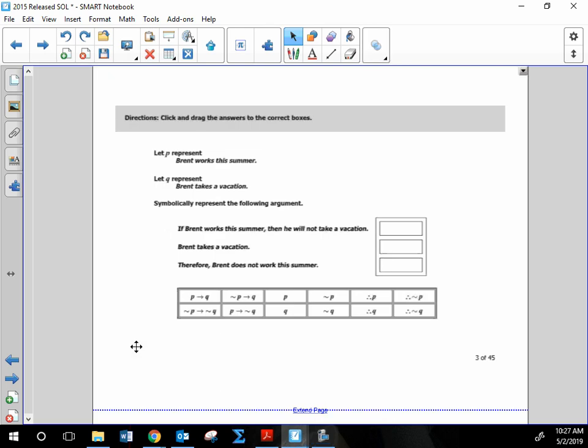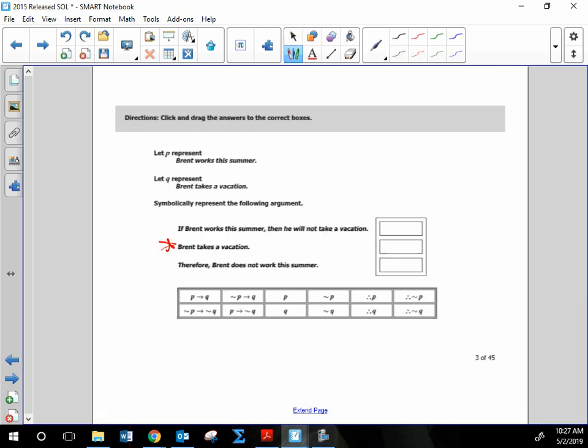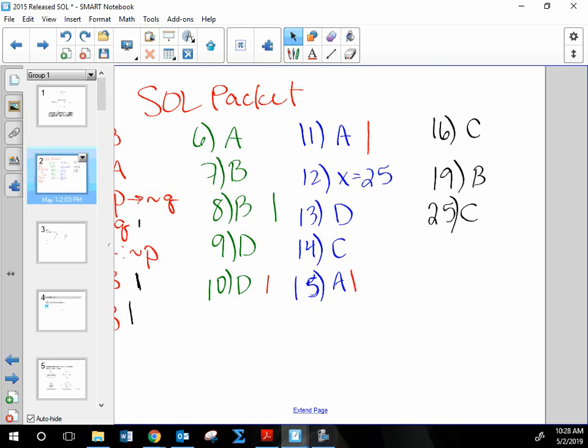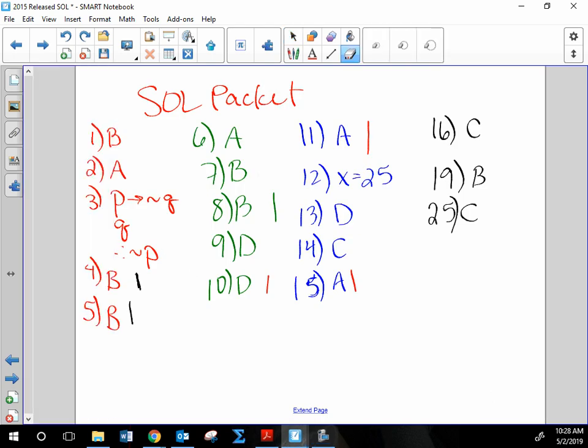Alright, number 3. Brent takes a vacation. Q represents Brent takes a vacation. So Q. Any other questions on 3? How'd you get the Q? Q represents Brent takes a vacation. So you got negative Q if he didn't take the vacation. If he does, then it'll be just regular Q. Alright, let's go 4, and then 5.